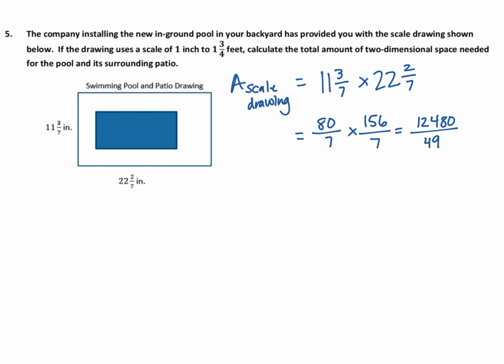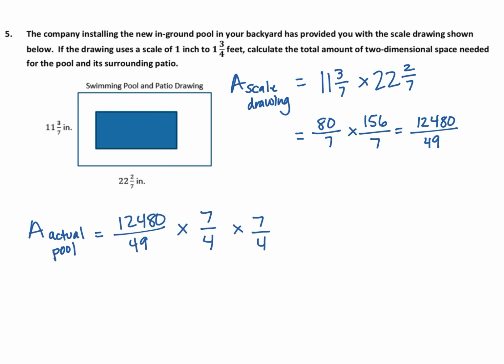But we want to know about the area of the actual pool in feet. So we're going to take that area and we're going to multiply it by 1 3/4 for the length, and then 1 3/4 again for the width. 4 times 1 is 4, plus 3 more makes 7. This changes to 7/4.